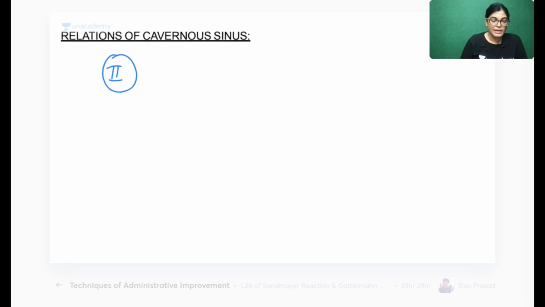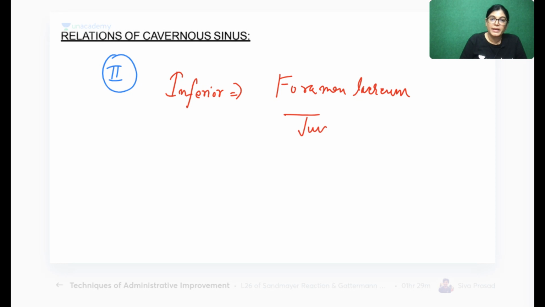Now coming to the second one, the inferior relation. Inferiorly what structures are related? Inferiorly it is related to foramen lacerum, junction of body and greater wing of sphenoid.